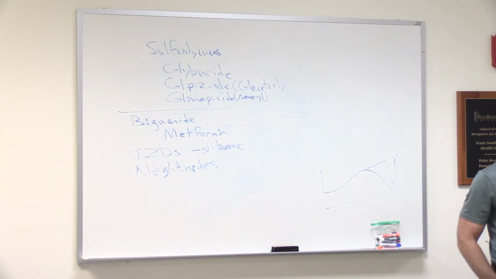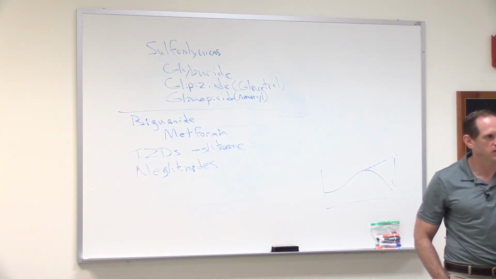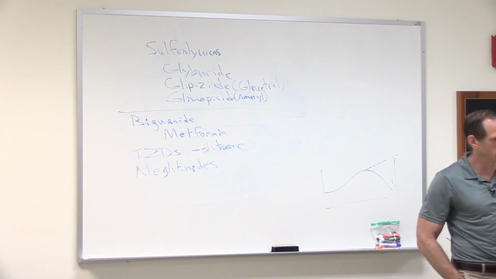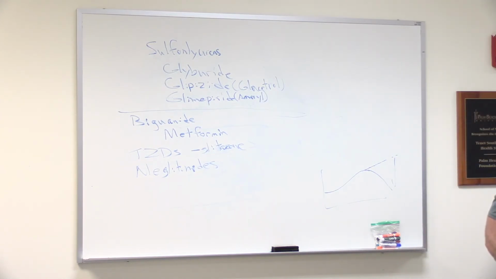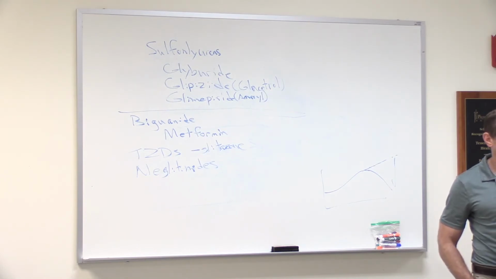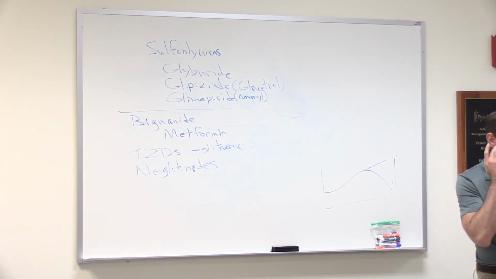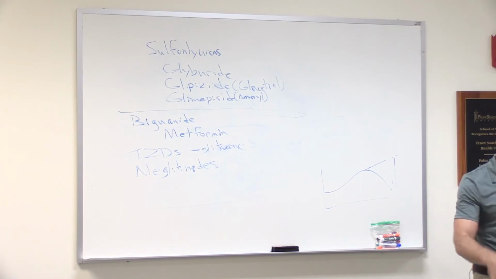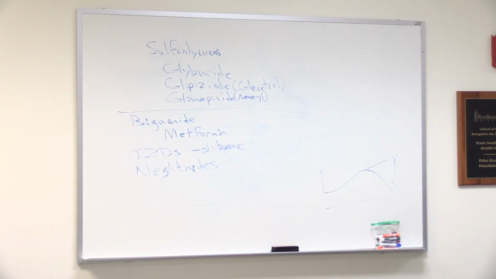So the primary way that you give these drugs is for patients who have normal blood sugar control most of the time, but they're having postprandial increased blood sugar. What does that mean? 2 hours after the meal, their blood sugar is higher than it should be. But otherwise, they're pretty normal. That's the person who should get a meglitinide.